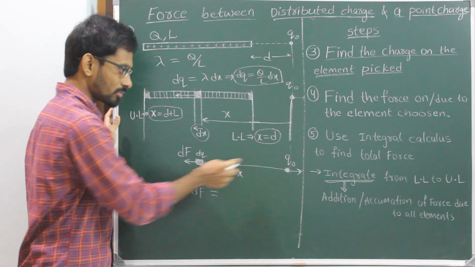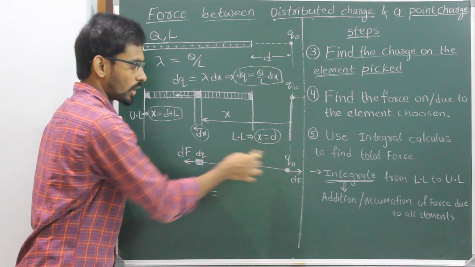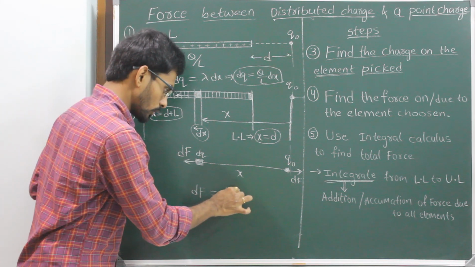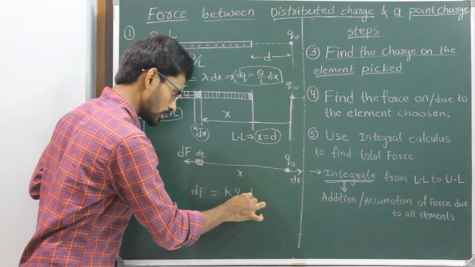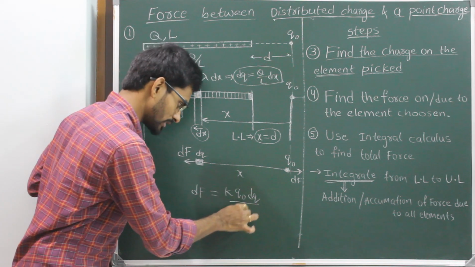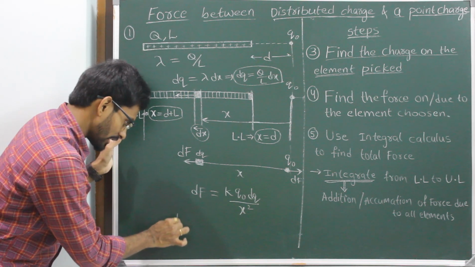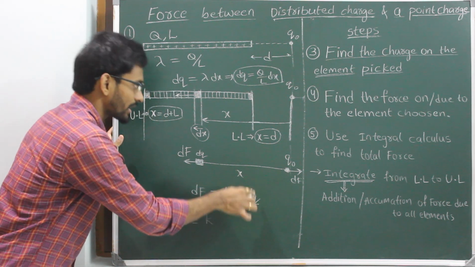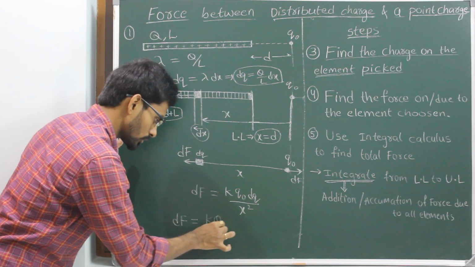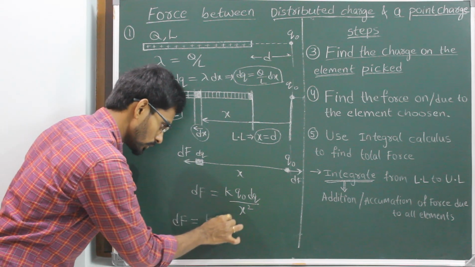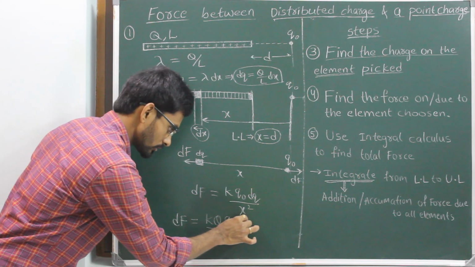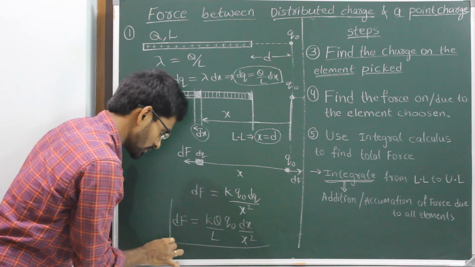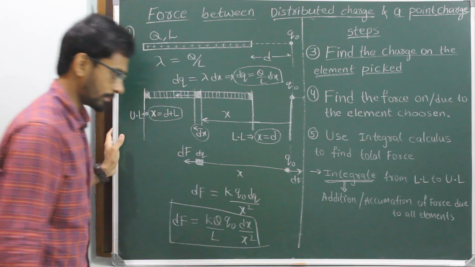So let us say, as it is a very small force, dF and dF, as these two are like charges, it will be repulsive. So dF will be K into Q naught into dQ by distance x, so x square. So from here we'll get dF as K into Q naught, and we can substitute dQ by Q by L into dx, by x square. So this is the force on the element or due to the element.